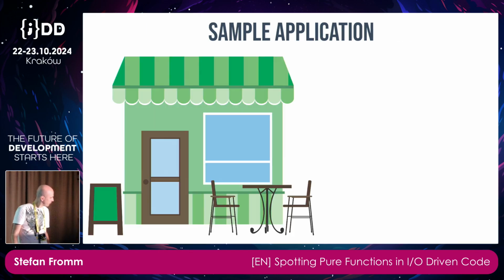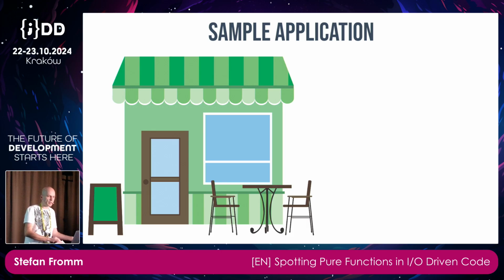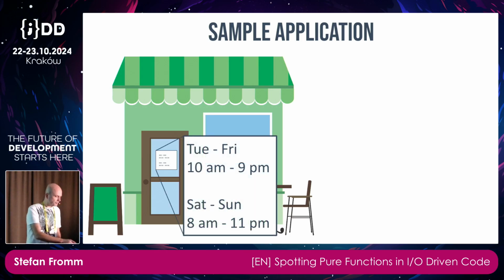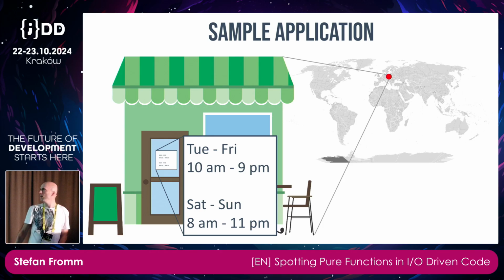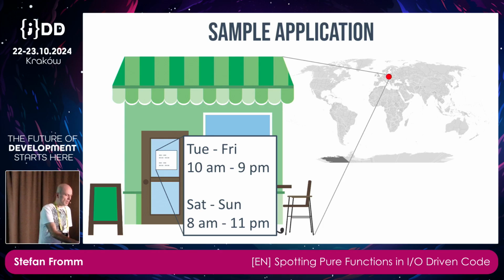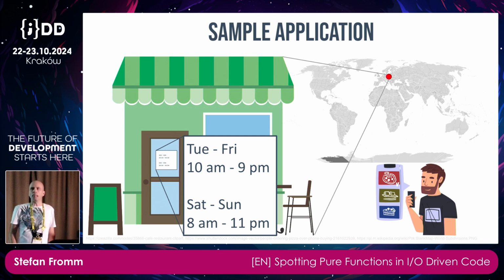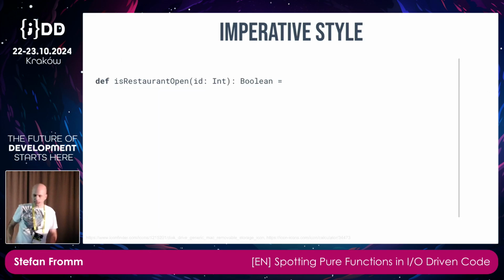So let's jump in. My sample domain is ordering food via the internet. So we have restaurants, and these restaurants hang out their opening hours in local time. A restaurant is located somewhere in the world, and users can order food via the internet. And before ordering something, they would check if the restaurant is open, if someone works there. So we start to implement the first endpoint for checking if a restaurant is open.